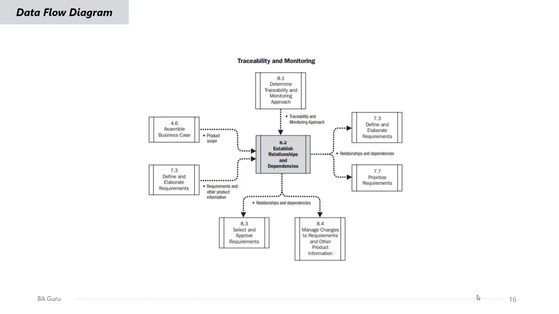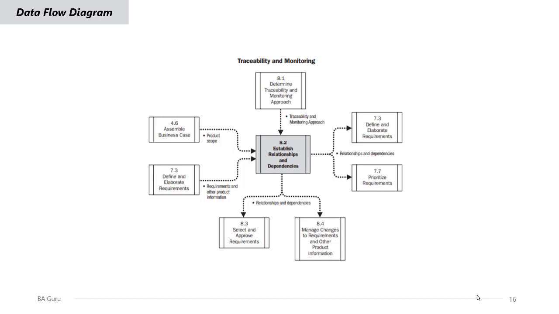The data flow diagram of this process shows the inputs, starting with the traceability and monitoring approach, which is an output of the previous process, determine traceability and monitoring approach. The product scope is an output of the assemble business case process, part of the needs assessment knowledge area. Requirements and other product information are an output of define and elaborate requirements. All these will be inputs to establish relationships and dependencies.